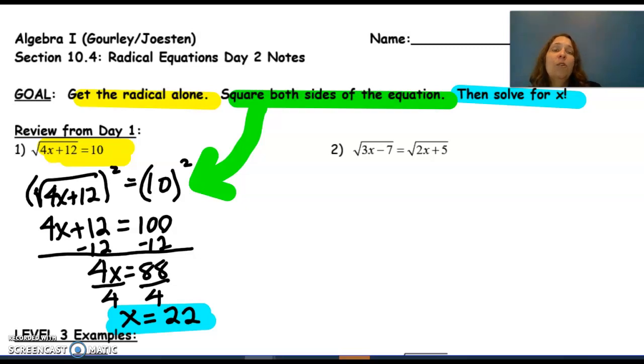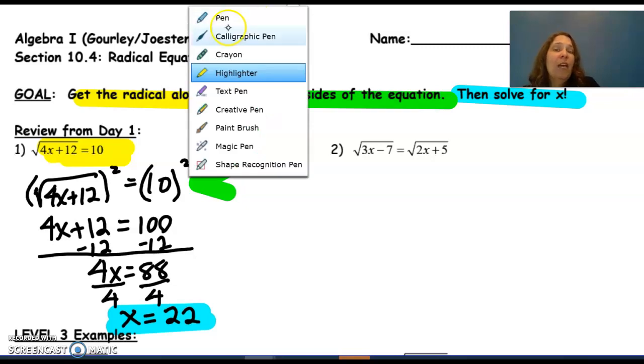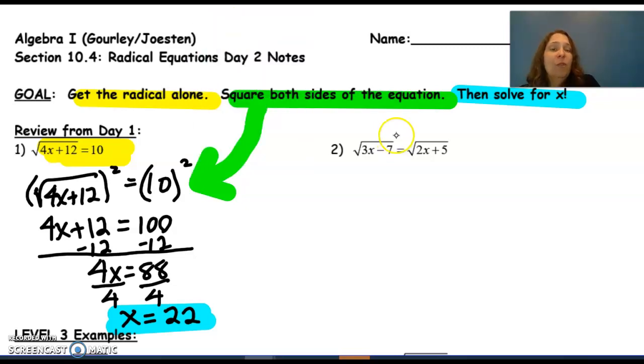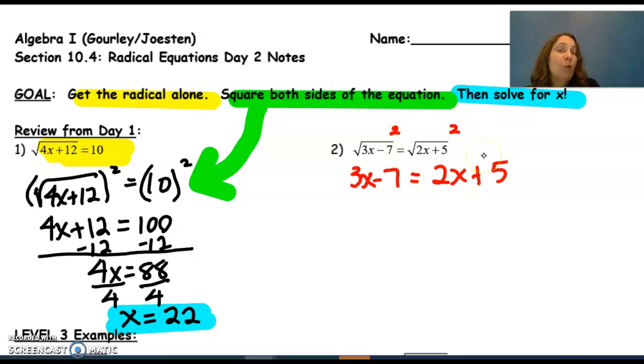In number 2, we have radicals. There are 2 of them, but they're both alone. So actually, we can just go ahead and square both sides right now. If we square the left, we end up with 3x minus 7. If we square the right, we end up with 2x plus 5, and the great news is that because squaring and square rooting are inverse operations, we don't have any more radicals.